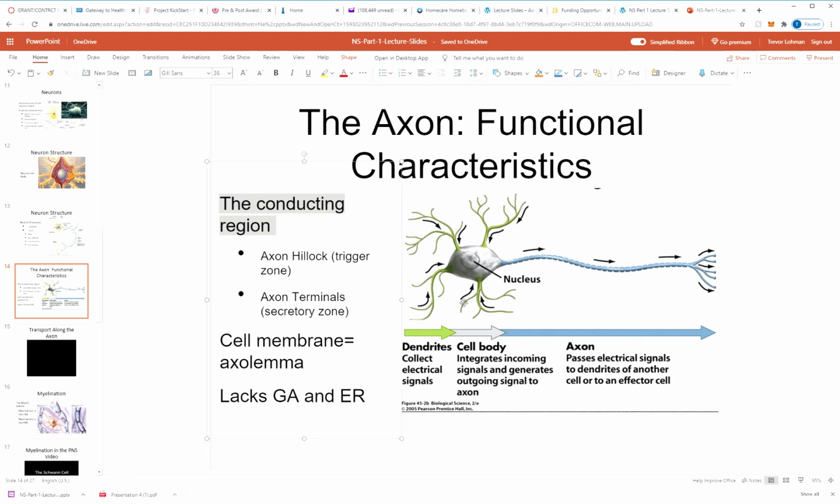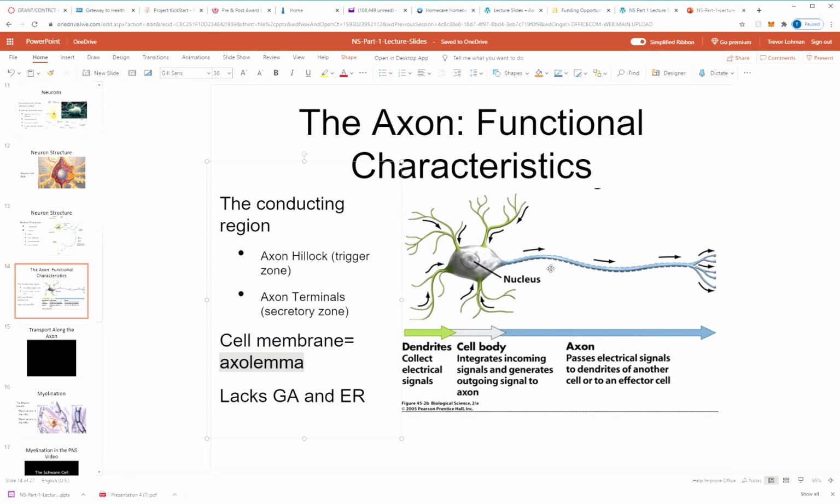When the action potential reaches the axon terminals, a chemical is released called a neurotransmitter. Last quarter we talked about acetylcholine a little bit. This quarter we'll talk about quite a few more. The cell membrane of the axon is called the axolemma. And when we're referring to the axon, we can even use the word nerve fiber. You heard me say fiber earlier. Fiber is referring to the axon.